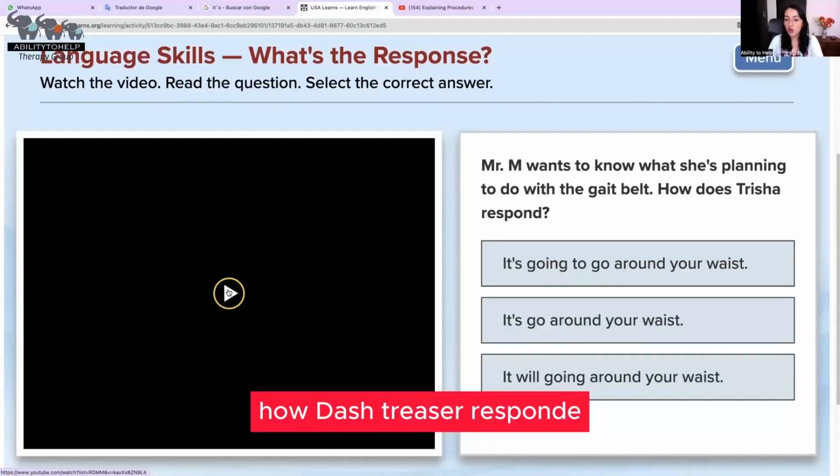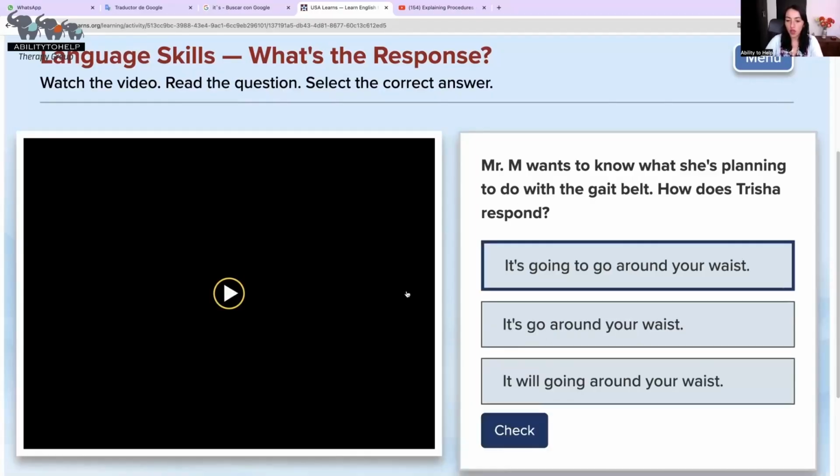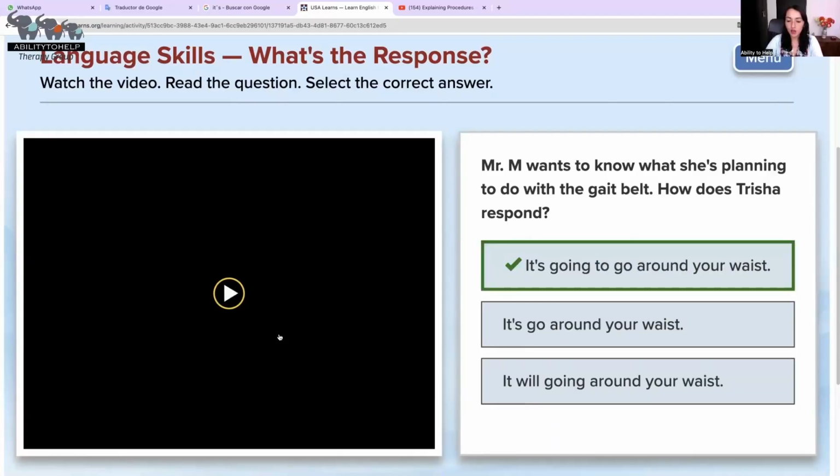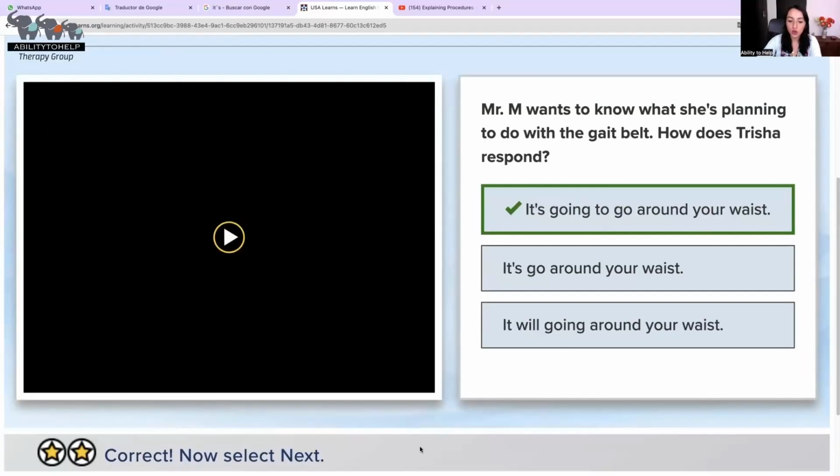How does Trisha respond? It is going to go around your waist. It is going to go around your waist. It is going to go, it's a future.